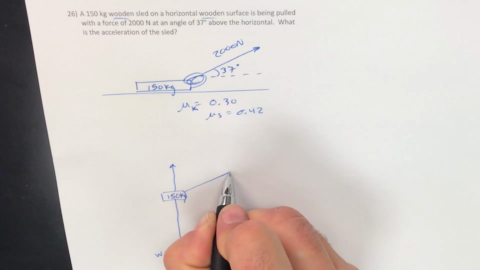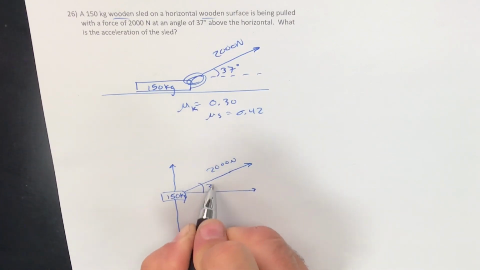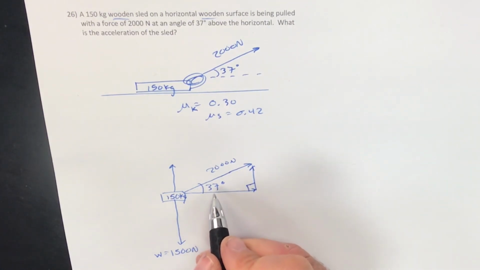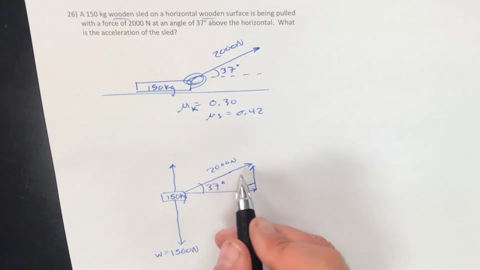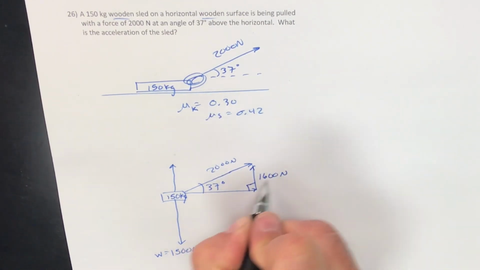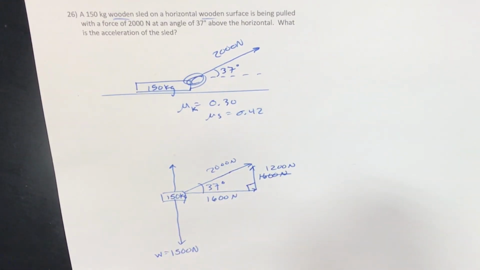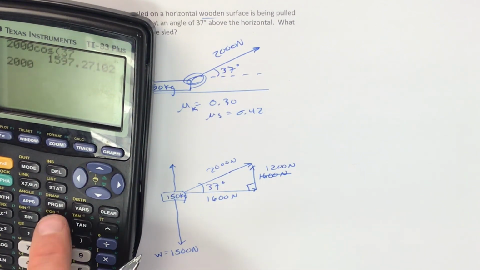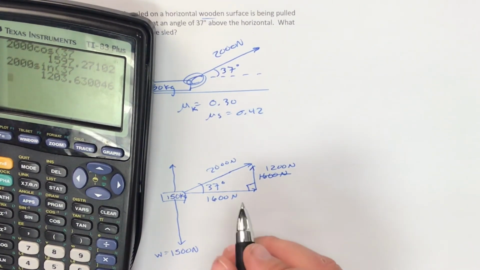So 2,000, 37 degrees. Oh, it's a 3, 4, 5 triangle pretty much. 50 times 40, 1,600. Sorry, 1,200. That's the short side. 1,600 is the long side. You can also take 2,000 cosine 37, enter. 2,000 sine 37, enter. It's 1,600 and 1,200.